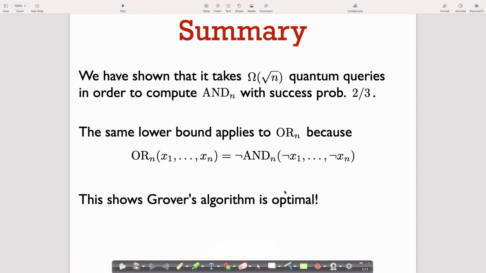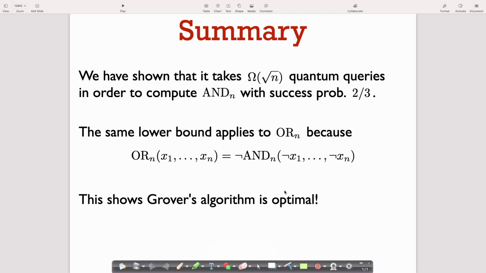Of course, we started out talking about the OR function, not the AND function, but the lower bound that we gave also directly applies to the OR function because there's this simple relationship between OR and AND that preserves polynomial degree. So this actually shows that Grover's algorithm is optimal, right? Any quantum query algorithm that computes the OR function on n variables must make at least a constant times square root of n many queries.